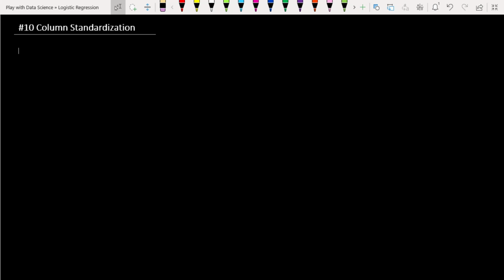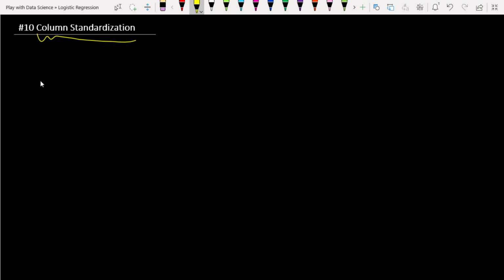So this is lecture number 10 in the series on logistic regression. In this lecture we are talking about column standardization. Why do we need column standardization in logistic regression? We already learned about column standardization in the chapter on exploratory data analysis, where we learned how column standardization is applied in machine learning.